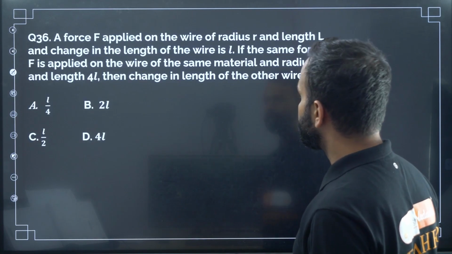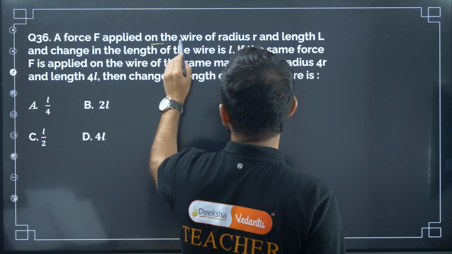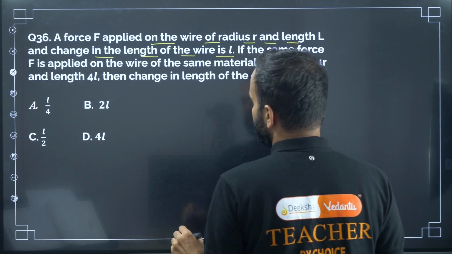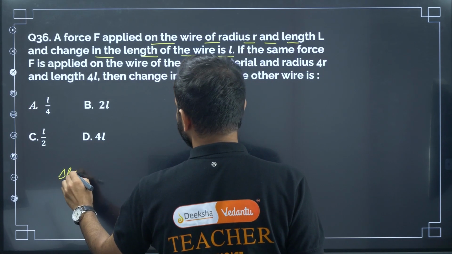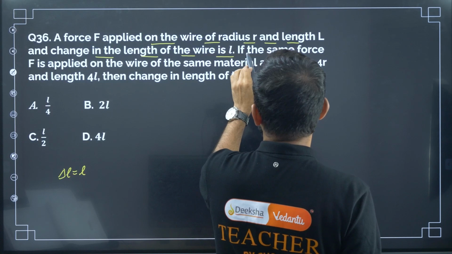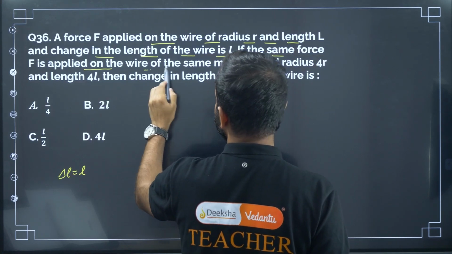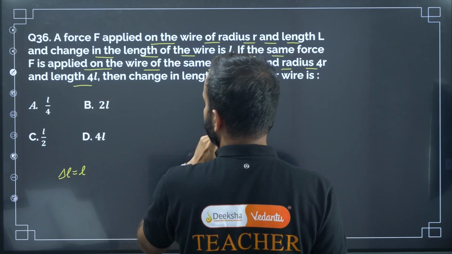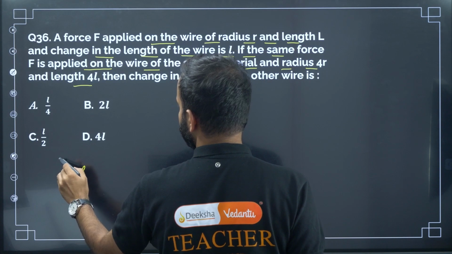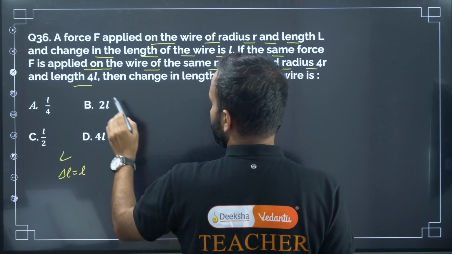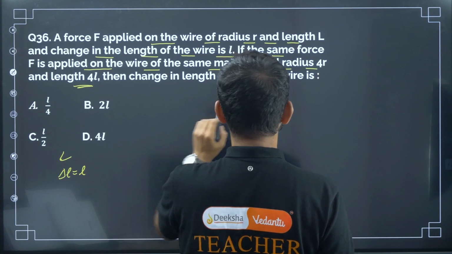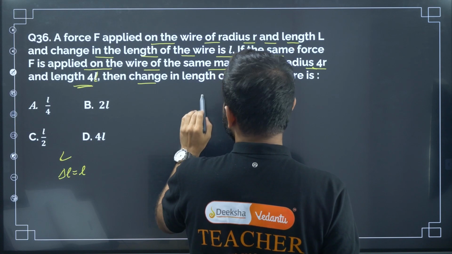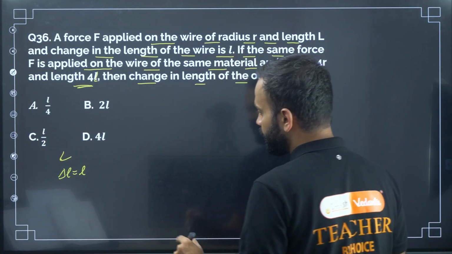Next question, question number 36. A force F is applied on the wire of radius R and length L, and change in the length of the wire is L, that is dl is equal to L. If the same force F is applied on the wire of the same material and the radius 4R and the length 4L, then the change in length of the other wire is. So we need to find the change in length of the other wire.